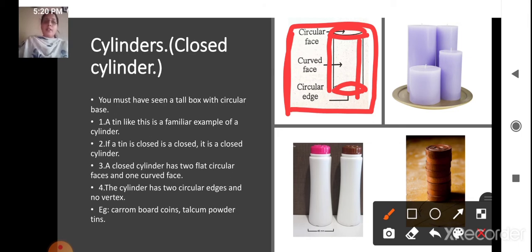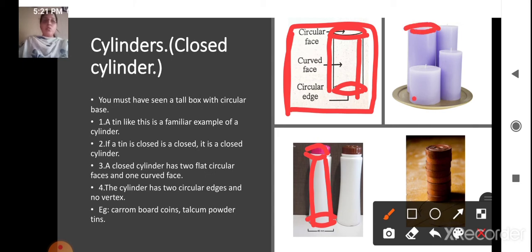Okay, now one more example I'd like to show you is a talcum powder tin. See this talcum powder tin. It has 2 circular faces. It has 2 circular edges and 1 curved face. Okay, here you can see the example of a candle. It has 2 circular faces.